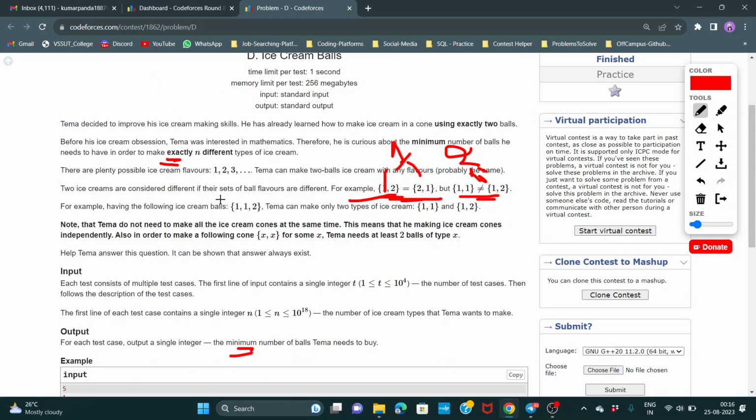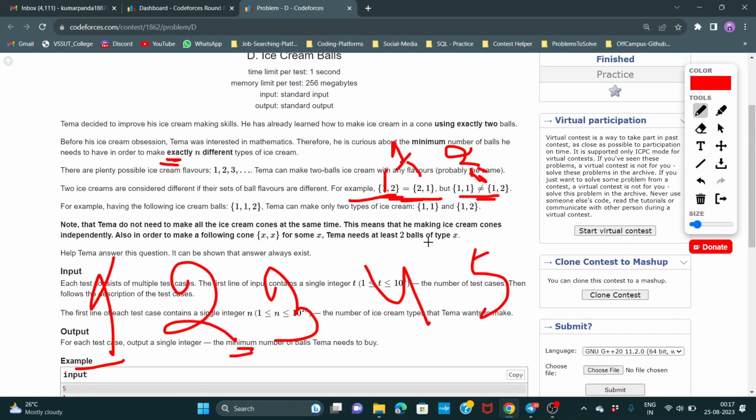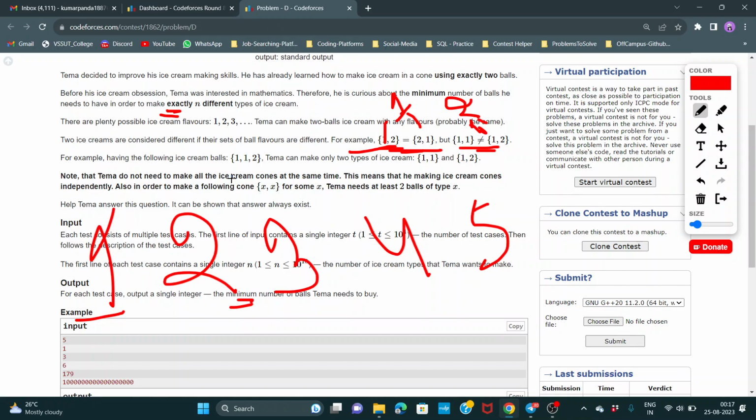If you have done this kind of problem, see, if I take the ball like this, the basic observation is: the more distinct flavored balls, the more ice creams. This is the observation. After that, everything is math. Okay, so how are you going to calculate the number of distinct flavors?